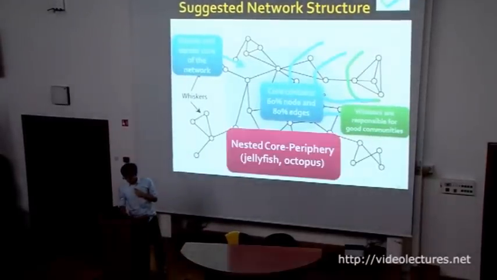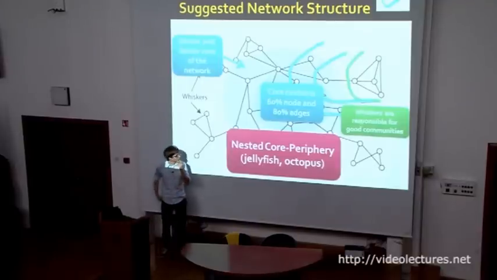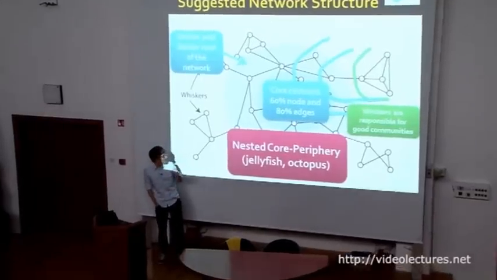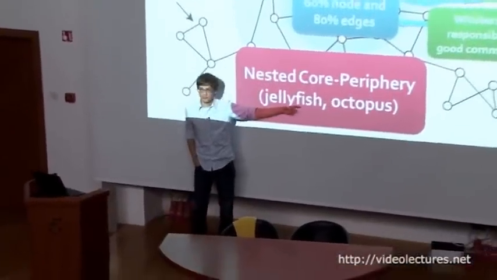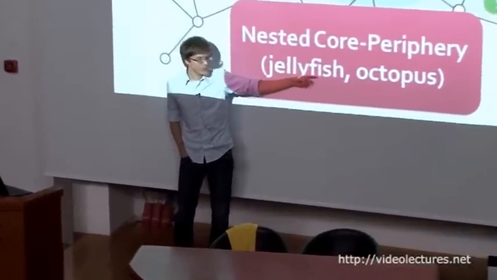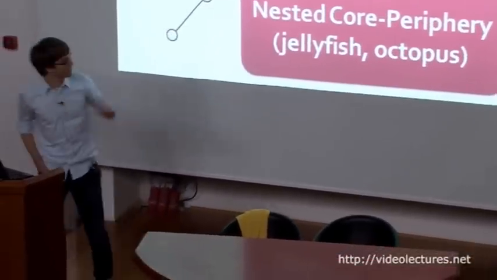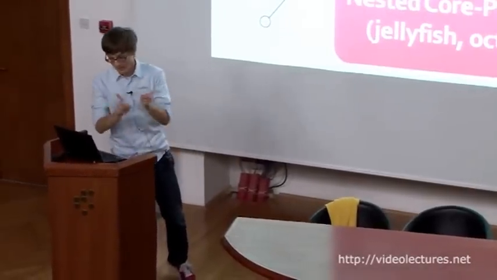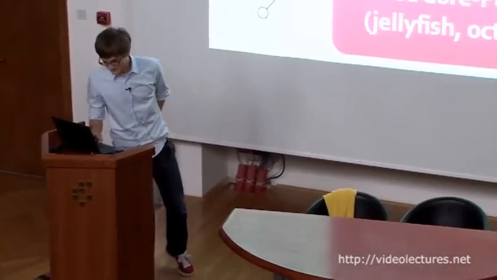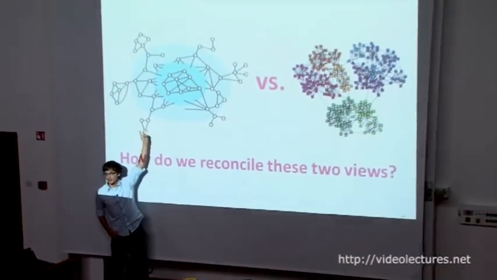So this is what I wanted to say about the structure of networks, and different communities call this kind of structure differently, right? So we call it nested core periphery structure. The computer networks community calls it jellyfish structure. Mathematicians call it the octopus structure. But in the end, it's basically the same. It's some kind of body with some kind of tentacles sticking out. So with this, I hope I convinced you, or demonstrated to you, that networks have this kind of structure.